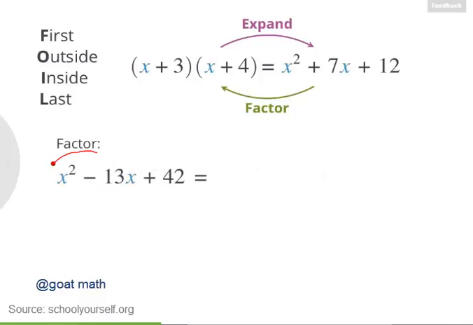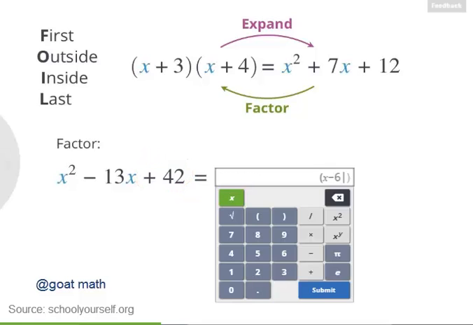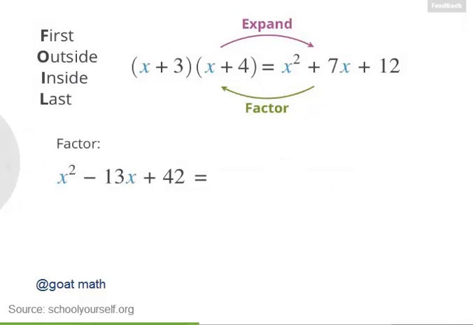Next, try factoring x squared minus 13x plus 42. Again, notice the minus sign over here as well as the plus sign here. Right, that one was tricky.